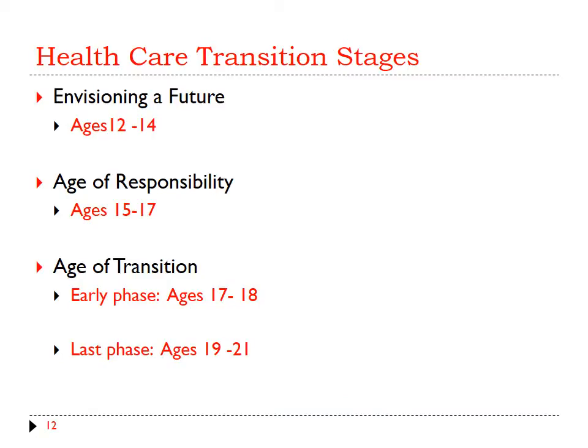Successful healthcare transition is a long-term developmental process that is comprised of 3 stages: envisioning a future, age of responsibility, and age of transition. The age of transition is divided into 2 phases, early and late. The age ranges for the stages serve as a point of reference and will vary based on the abilities of a given patient.